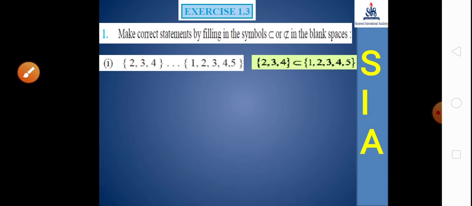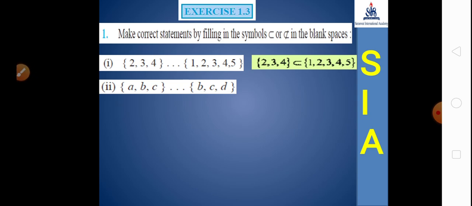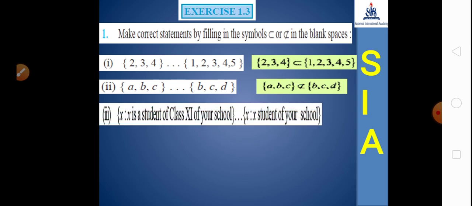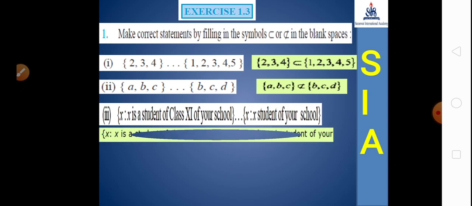Okay, next. Is A, B, C present in B, C, D? No, A is not present, so my answer is not a subset. Third, X is a student of class 11 of your school, and Y is a student of your school. Yes, you can judge easily, it is a subset of the school.